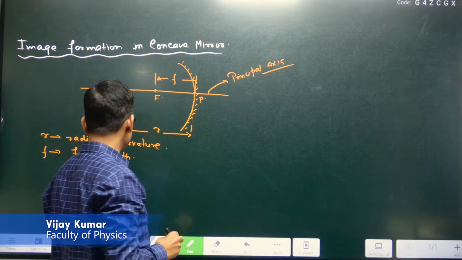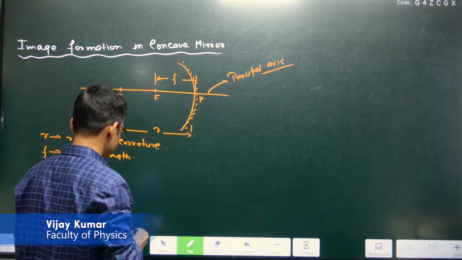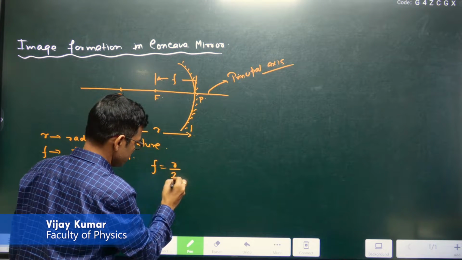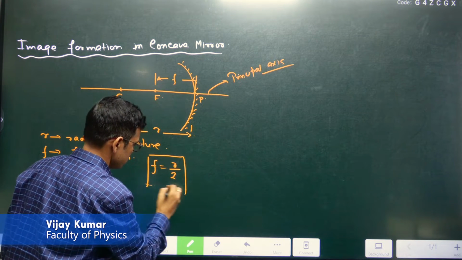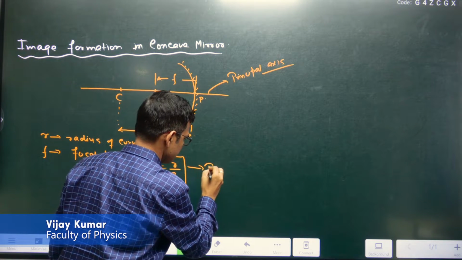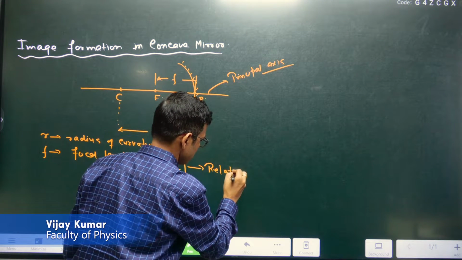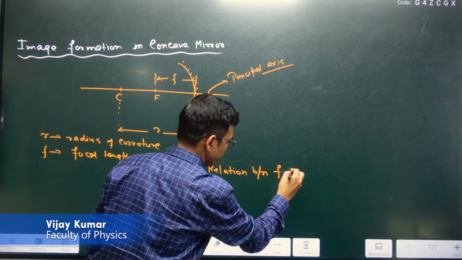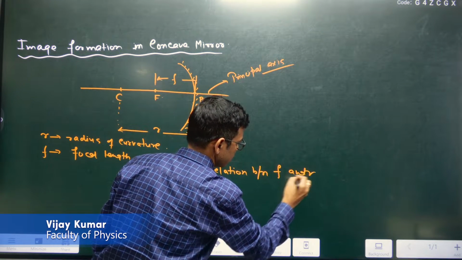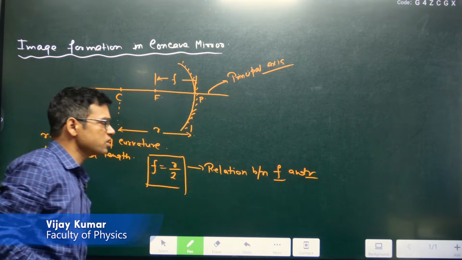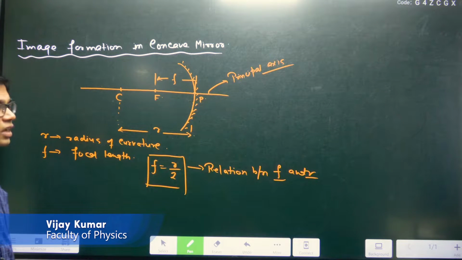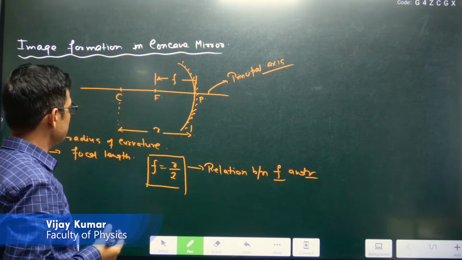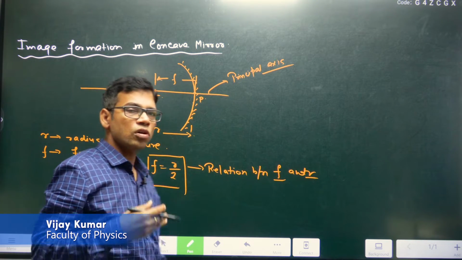So the relation between the focal length and the radius of curvature is F is equal to R by 2. So this is the relation between F and R. This is only the general view of the concave mirror. Now I am coming to the image formation for the different locations of the object.